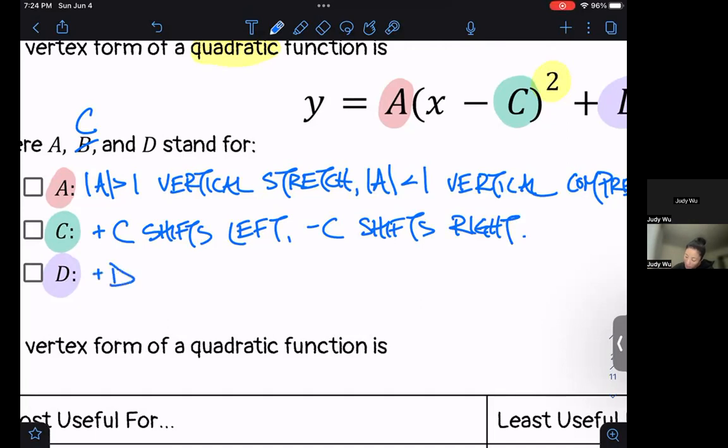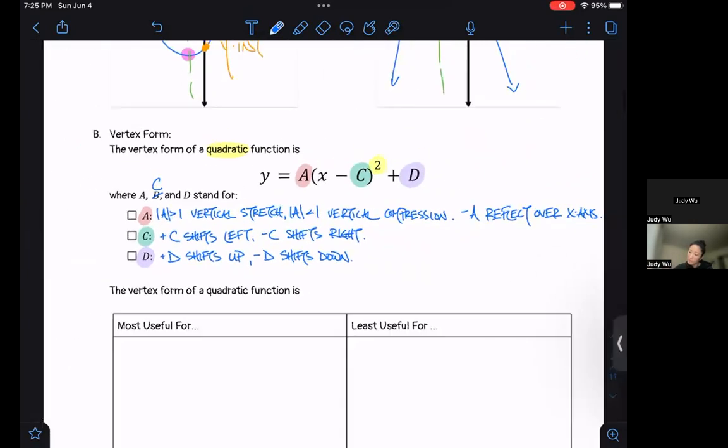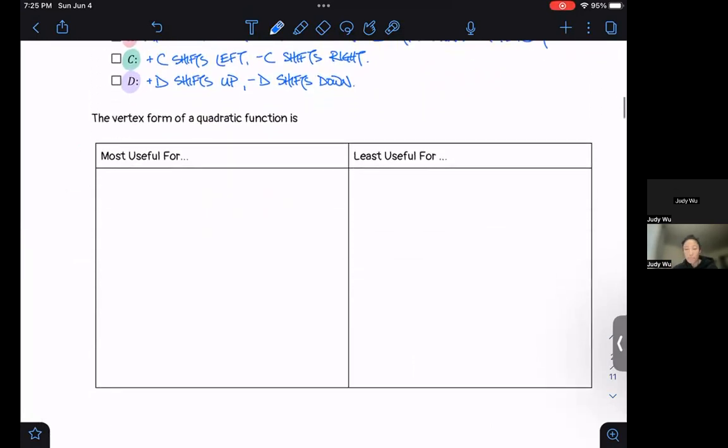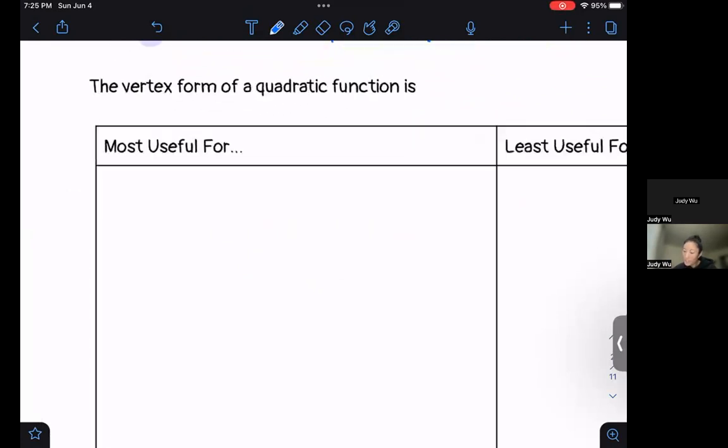Now, the D is the one that is exactly what you think it is. A positive D shifts up, and a negative D shifts down. So little reminders, but if you need more of a review, you can go back to 1.5 and study those graph transformations again. So the vertex form of the quadratic function is useful for some things.